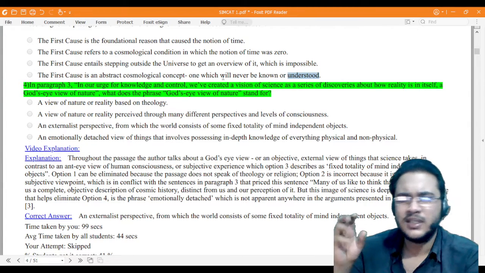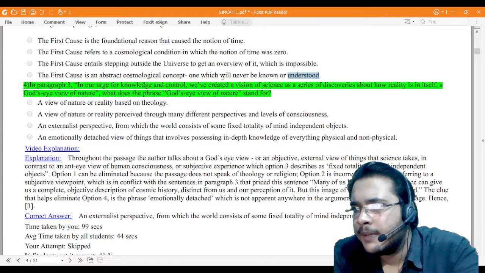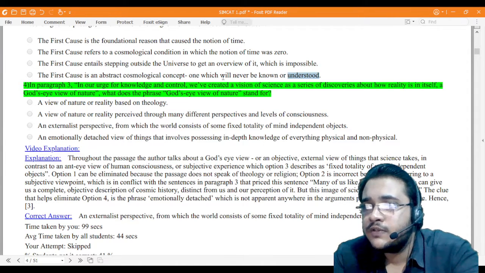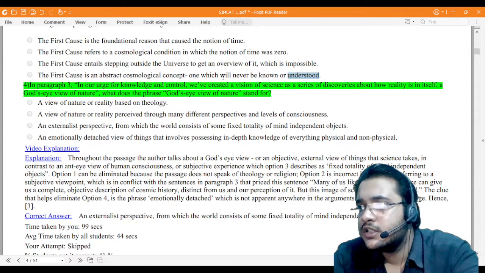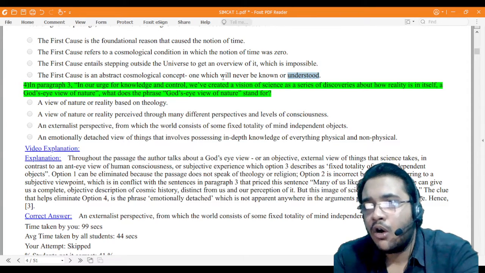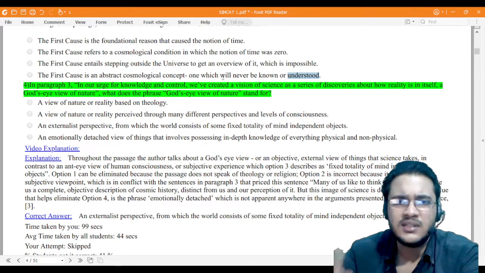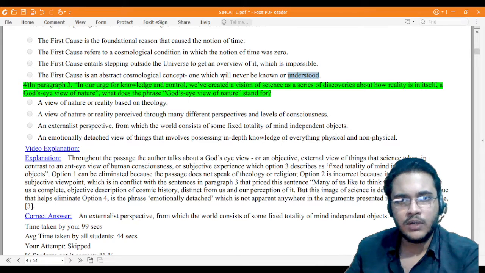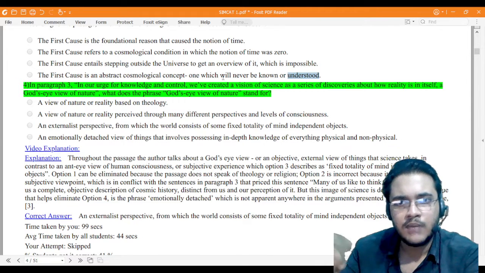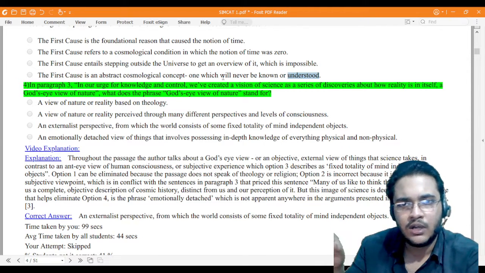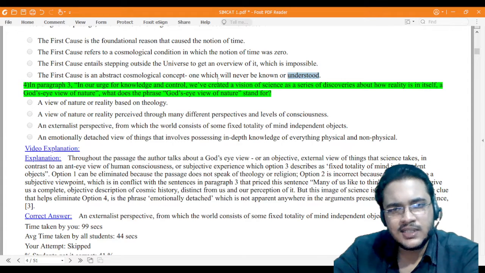A shadow answer is basically, let's read the question first. It says that in our urge for knowledge and control, we've created a vision of science as a series of discoveries about how reality is in itself. A God's eye view of nature. What does the phrase God's eye view of nature stand for? Obviously, when you go back, you'll read it, you will form a shadow answer, and then you will see the options and eliminate the ones which are not there. So this is a direct question.